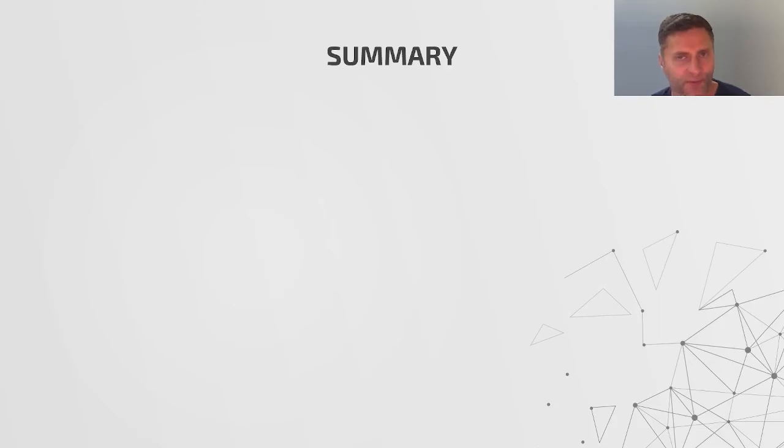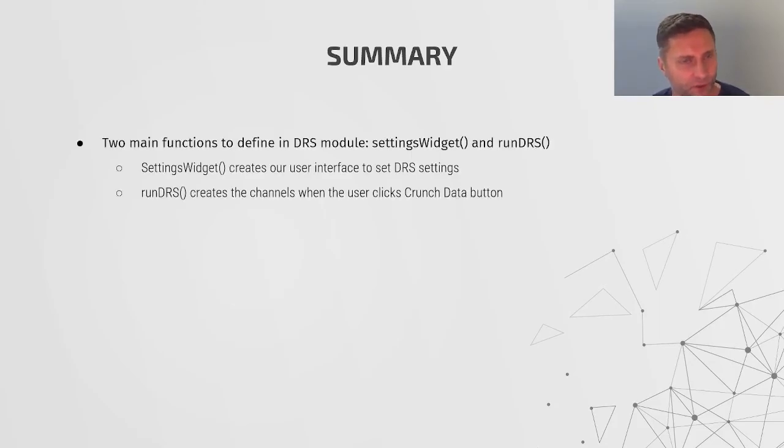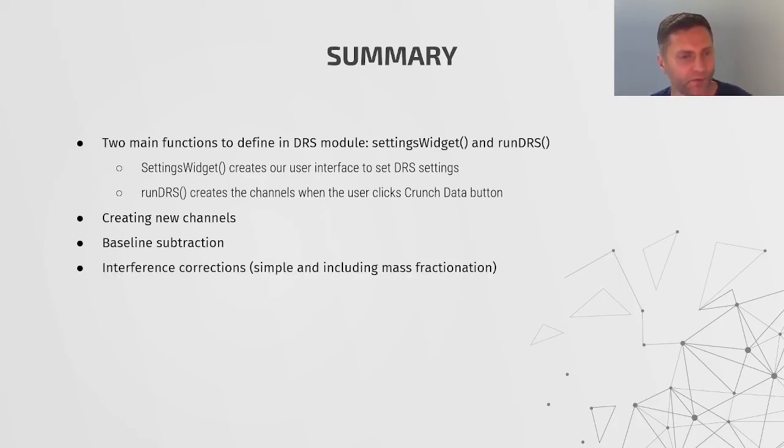So let's summarize what we've covered today. We've looked at the two main functions, the settings widget and the runDRS functions that need to be defined in a DRS module. We've looked at the basics of creating new channels, usually based on an existing channel. We've looked at baseline subtraction, because that is something that you'll do in almost all DRSs. We've also looked at interference corrections using both a simple approach and taking into account mass fractionation.